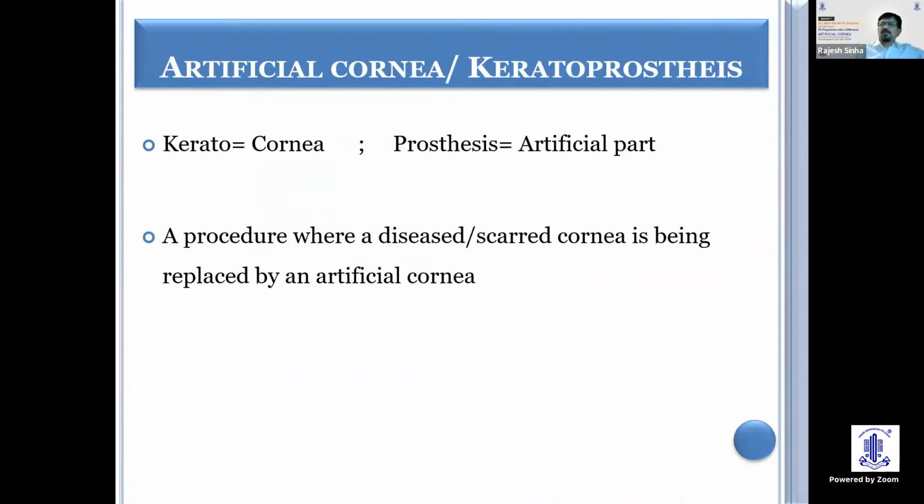So what to do? An option is artificial cornea, which is also called keratoprosthesis. Kerato means cornea, prosthesis means artificial. So it's a procedure where a diseased or scarred cornea is replaced by an artificial cornea. That artificial cornea can have different designs. Many designs have been described, but it is a procedure to clear the visual axis when the cornea becomes scarred or diseased.